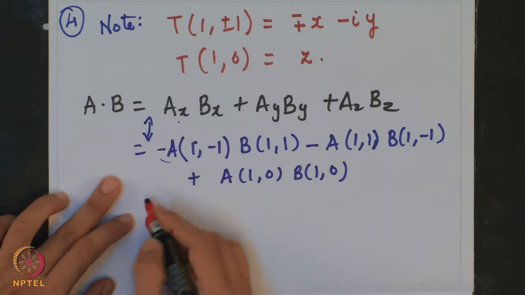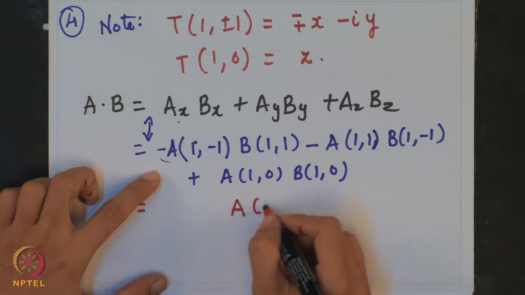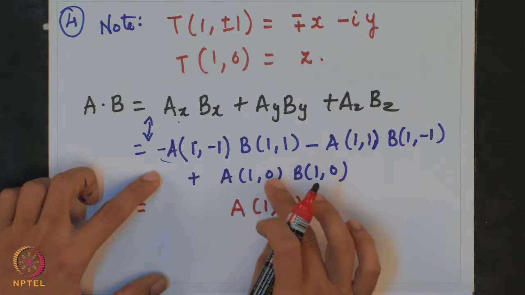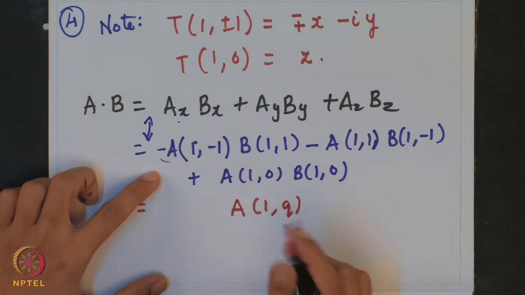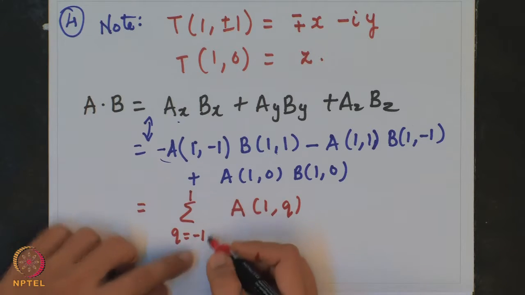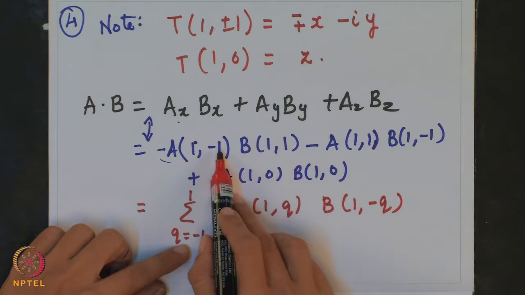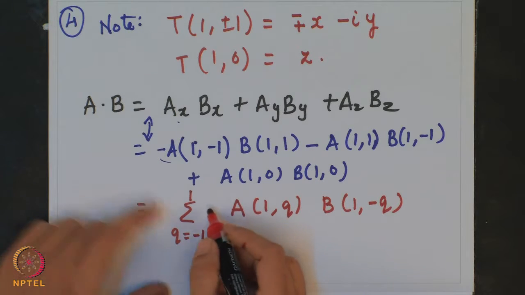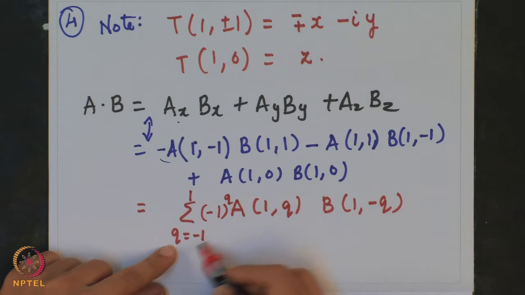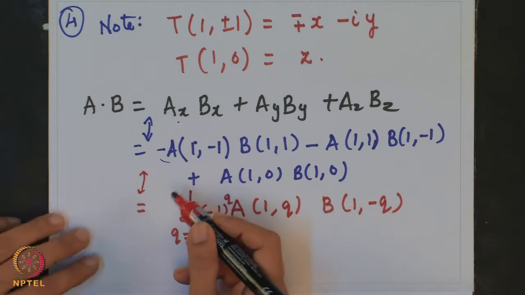Now, let me write this in compact notation. I have 1 in all of them and Q is changing; Q is minus 1, 0 or 1. So, I can take a summation over Q going from minus 1 to 1 of A 1 Q times B 1 minus Q. You can see here that B is taking a different value. So, I write it this way, with a factor of minus 1 to the power Q. So, I will have this in the form of compact notation. I have 3 terms. You can again check this step; it is very easy.